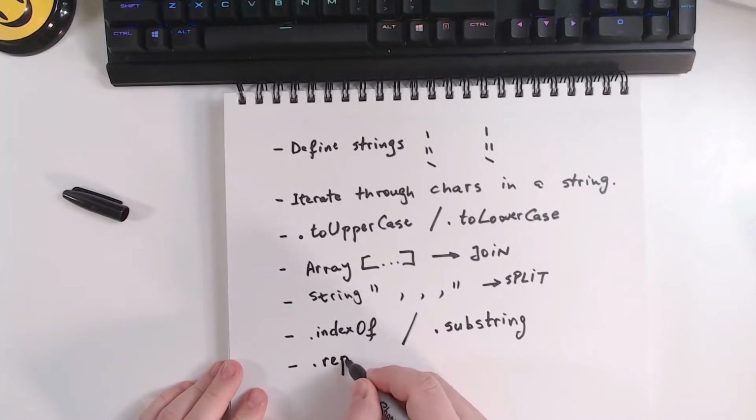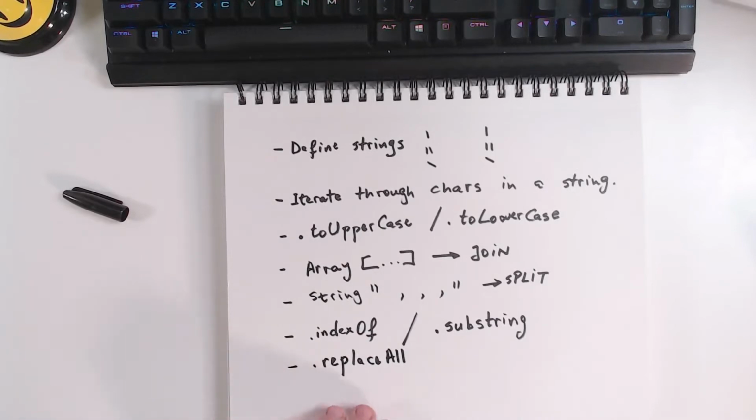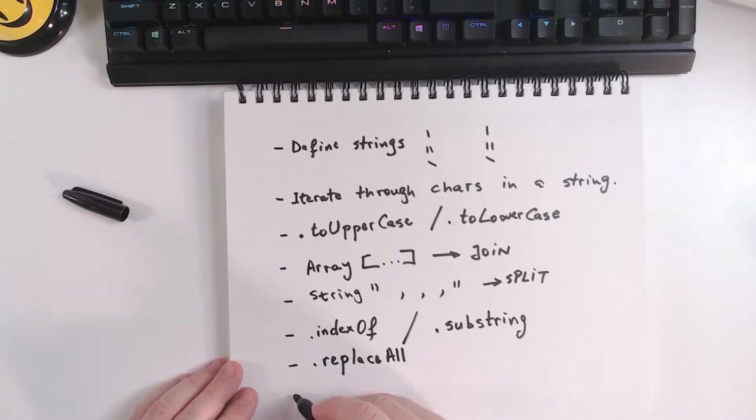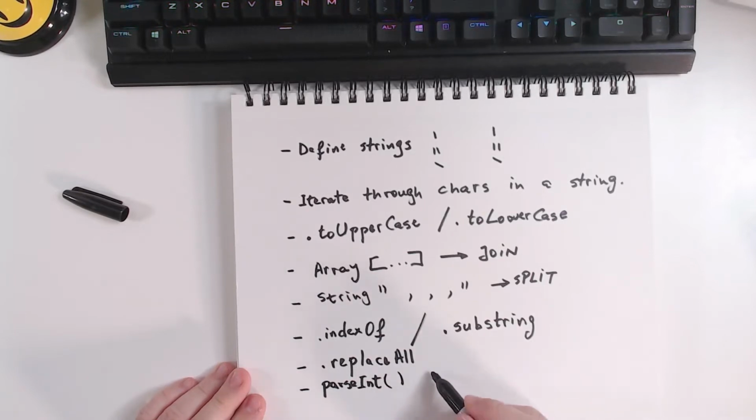Also, replaceAll. It's a pretty common operation, and we should be very happy that this one was introduced in recent JavaScript implementations, because it's very useful. We can replace a text with another text. Also, when we are talking about numbers, parseInt and parseFloat. These are functions. They don't have the dot notation. They are just parseInt and parseFloat.